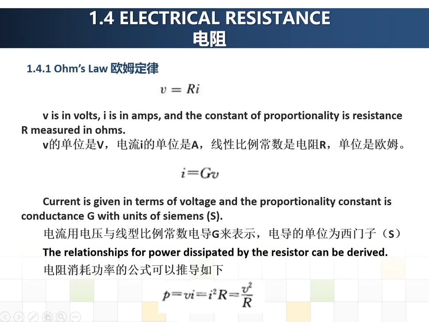The relationships for power dissipated by the resistor can be derived using the following equation. The power P is equal to voltage multiplied by current, and is equal to I squared multiplied by the resistance. It is also equal to V squared divided by the resistance.